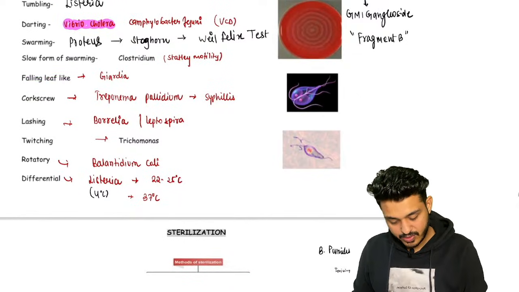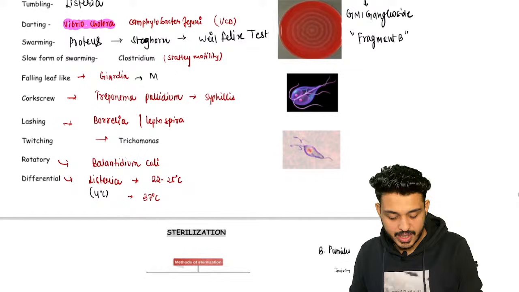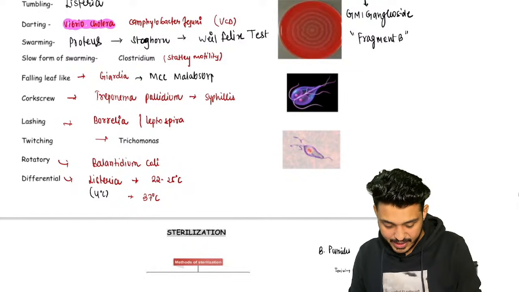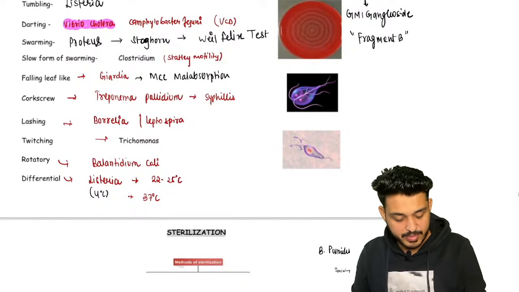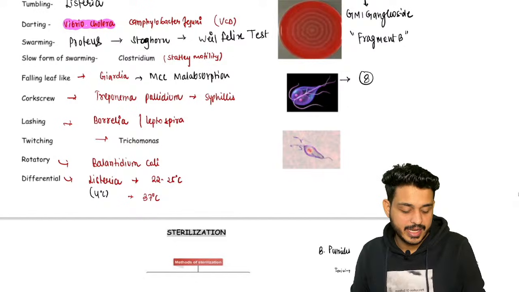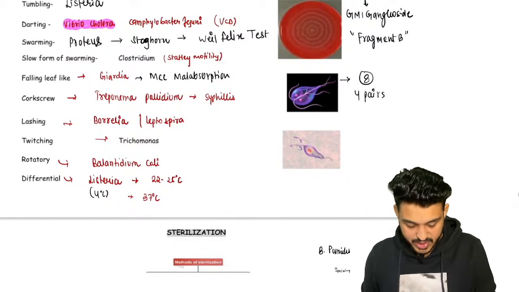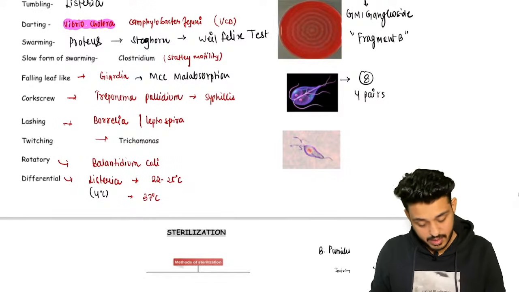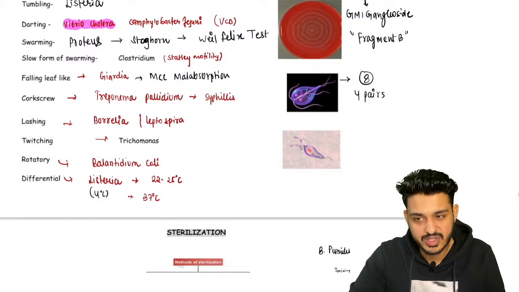That is going to be what? Falling leaf matlab gira diya. What gira diya? That is going to be Giardia. Giardia is the most common parasitic cause of malabsorption, right? This is going to cause malabsorption. How many pairs of flagella? Remember, Giardia has a total of 8 flagella, so 4 pairs of flagella, which can be treated by antiamoebic drugs like metronidazole, which is good for this Giardia.